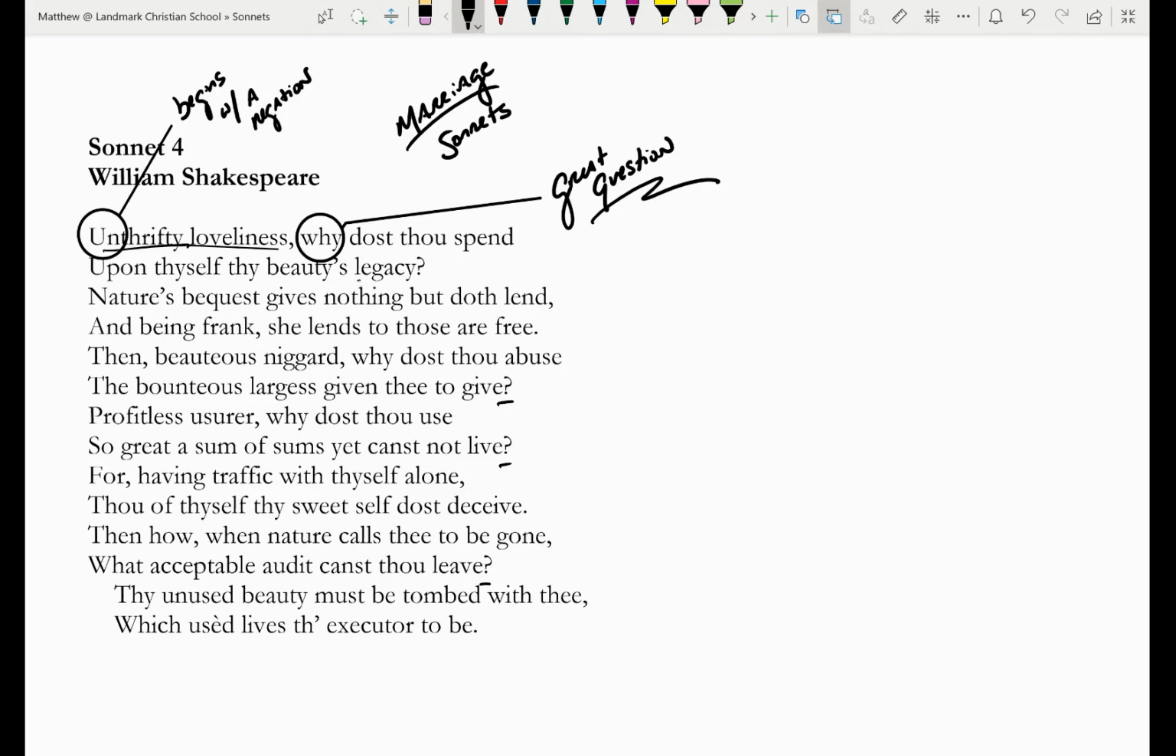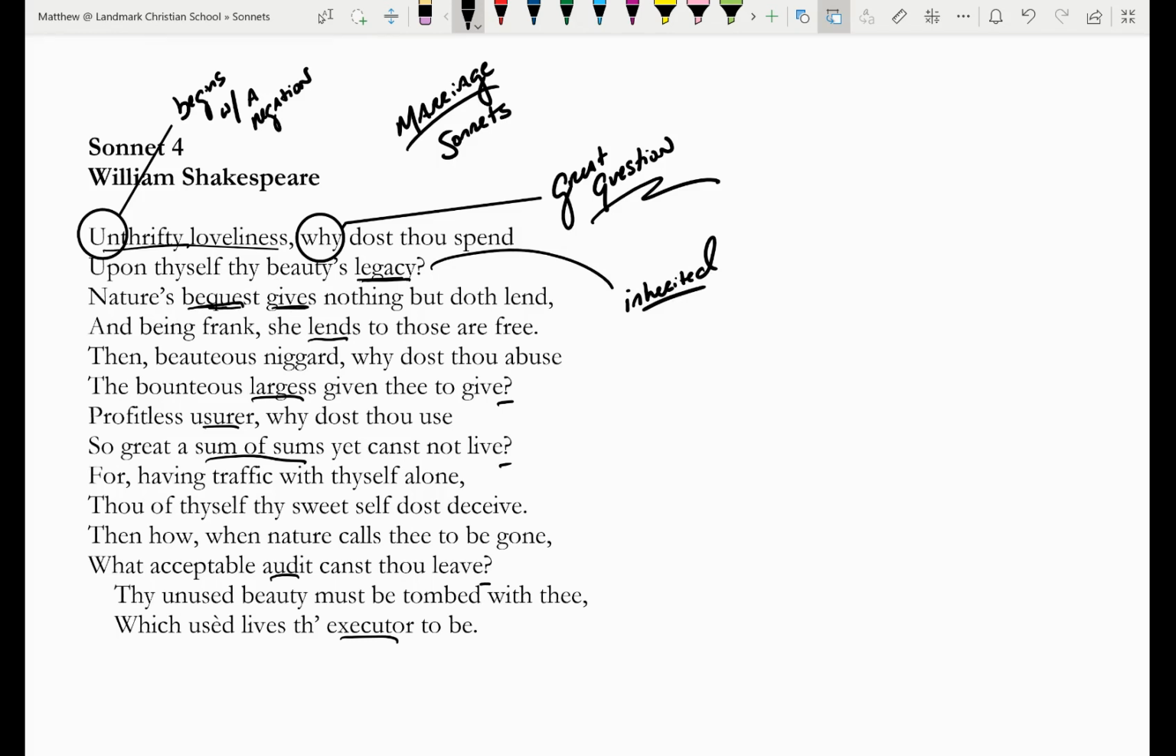First, we have the introduction of this language of finance, of profit, of love as currency that's introduced here. Terms like legacy, bequest, lending, largesse, usury, sums, and so on. We have audit and executor of estates mentioned. So the whole sonnet has this weaving language, this motif of finance, of money spent, money borrowed, hoarded even. And that's introduced here, that the young man's beauty is his legacy, is nature's bequest given to him. So it's something that he has inherited, not something that he has created for himself.